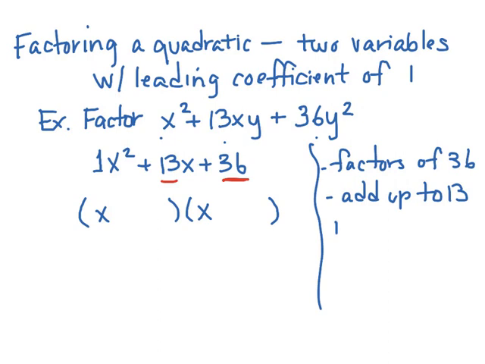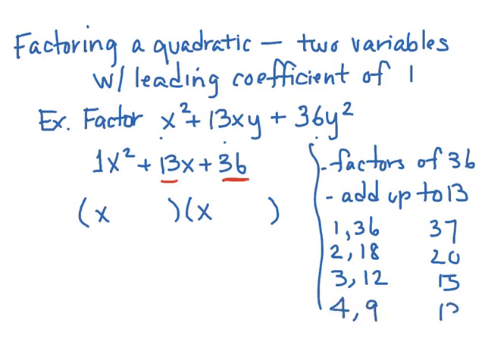We've got 1 and 36, of course, and then we have 2 and 18, we have 3 and 12. So far, none of these add up to 13, right? So this adds up to 37, this adds up to 20, this adds up to 15. But now if I go to 4 and 9, well, that adds up to 13, right? So 4 and 9 are two factors. They're both positive. So we have just simply x plus 4 and x plus 9.